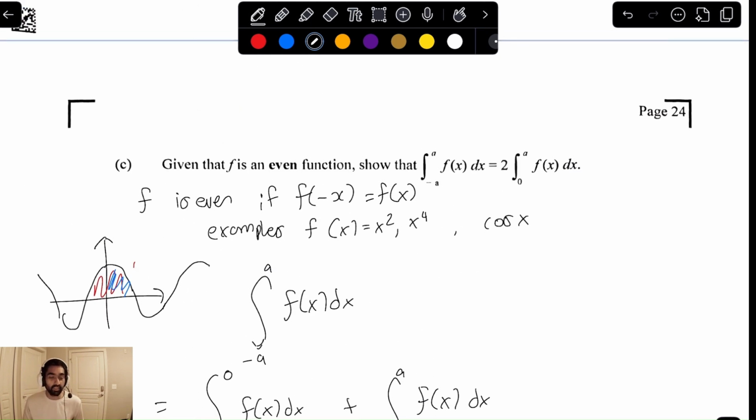For a little bit of extra credit, I'll ask you to show that if f is an odd function, the integral from minus a to a of f of x dx equals 0, right?